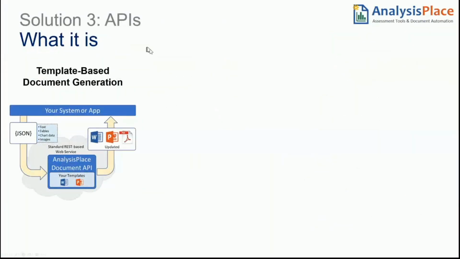And then our third solution is a set of APIs. The first one of those is template-based document generation. Basically it allows your app or system to send text, table, chart data, or images in a JSON format to our service, which runs on an Azure service, where your templates are stored. It updates those templates based on the data that you send. It then returns the updated Word or PowerPoint document.